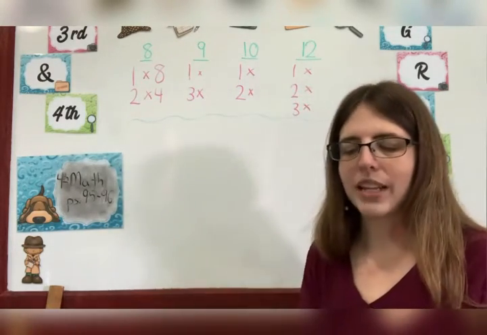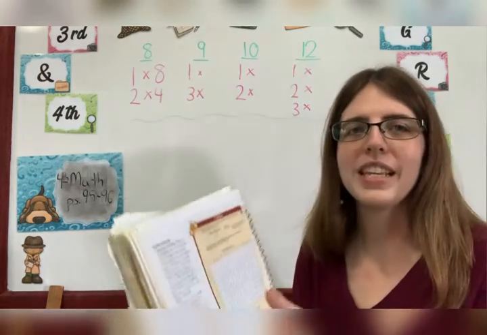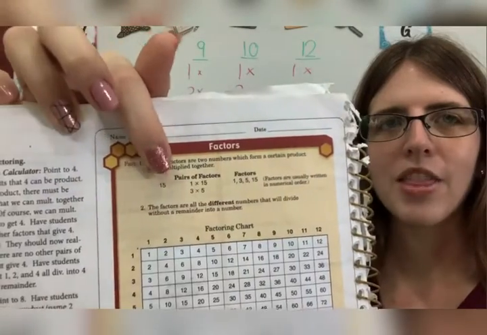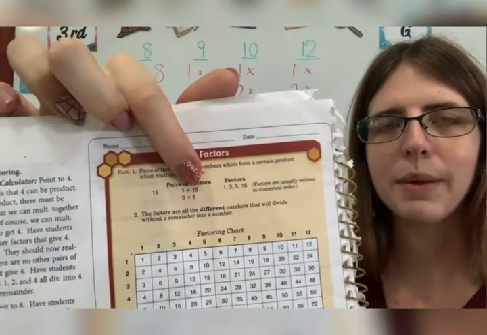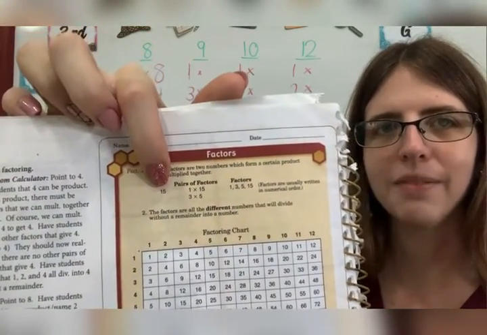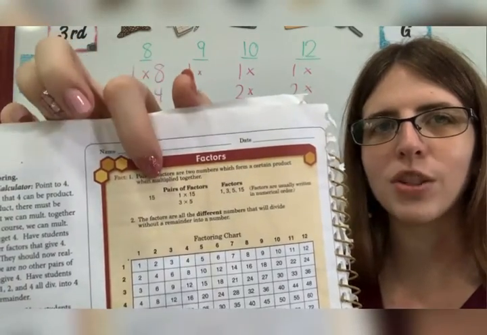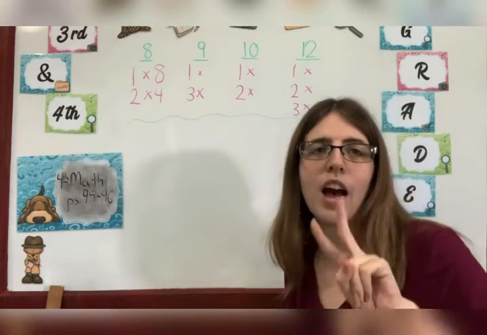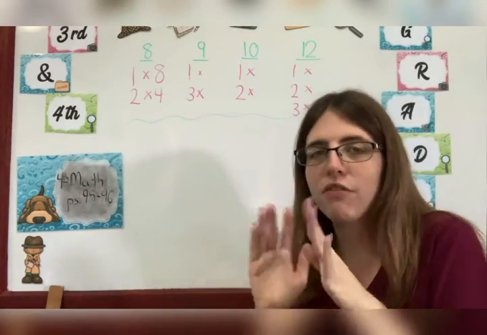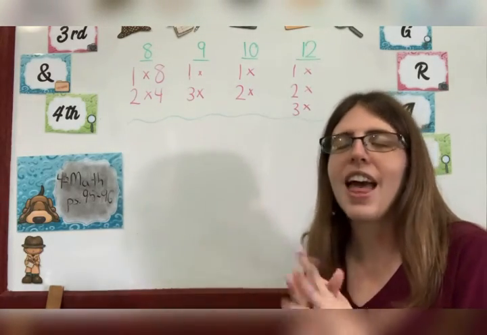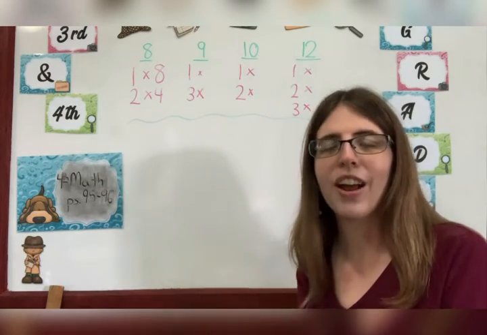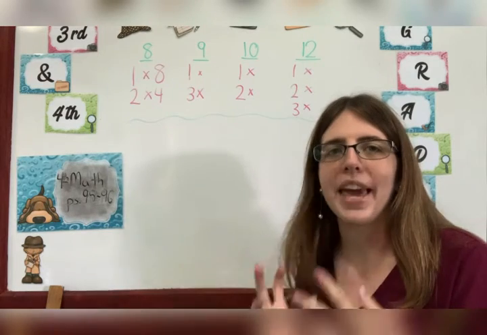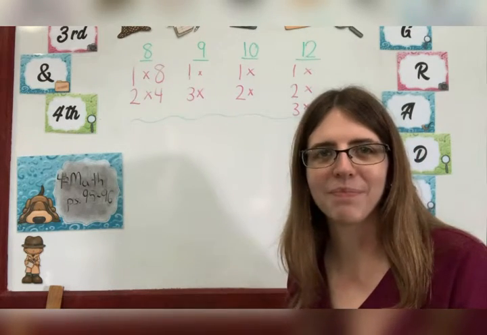Then it gives you an example. You see the example of 15 on your paper. The pairs of factors are 1 times 15, that equals 15. 3 times 5 also equals 15. Those are the only two pairs of whole numbers, not fractions, but whole numbers, that when you multiply them together, they equal 15. So those are the pairs of factors of 15.